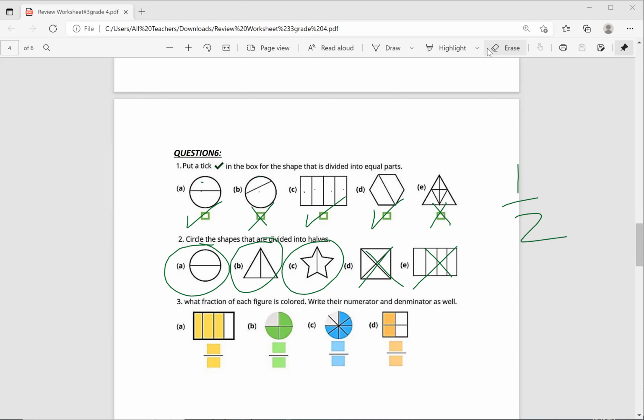Now in number 3, we need to tell what fraction is colored. So 3 colored parts out of 4. Also here we have 3 colored parts out of 4. Now here we have 5 parts out of 7, right? 1, 2, 3, 4, 5, 6, 7, 8. Sorry. 1, 2, 3, 4. 1, 2, 3, 4, 5, 6. So this is 6 out of 8. Sorry, let me just correct it. It's 6 parts out of 8. And here we have 2 parts out of 4.